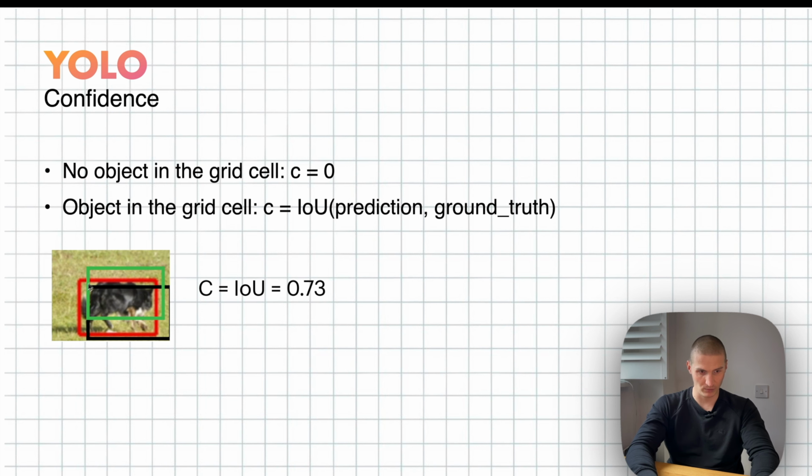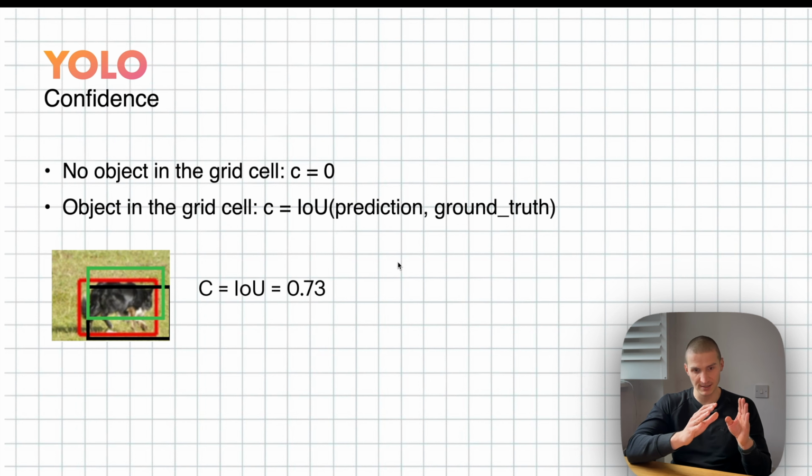And this is an example. So we have this black grid cell here. Then we have the ground truth bounding box for the object that happened to be in that grid cell, and this is in red. And then the green one is the one our model predicted. And so let's say the IOU is 0.73. So the confidence here will be 0.73.